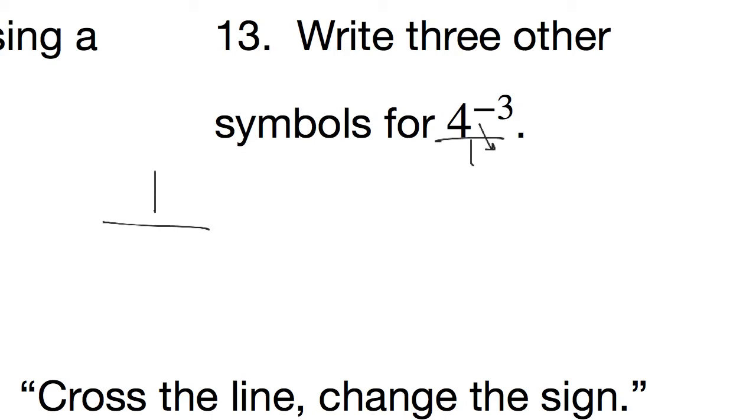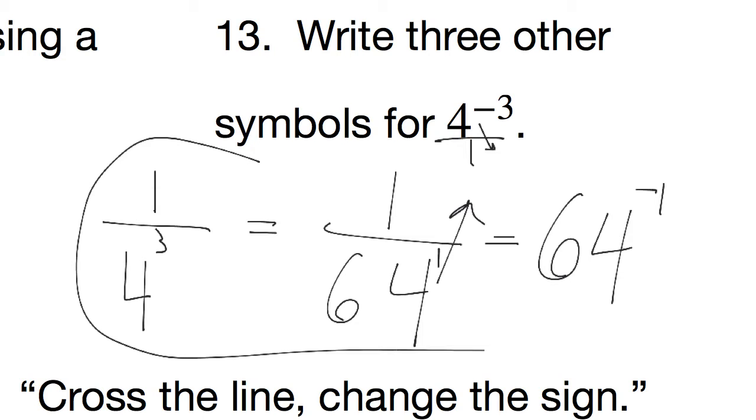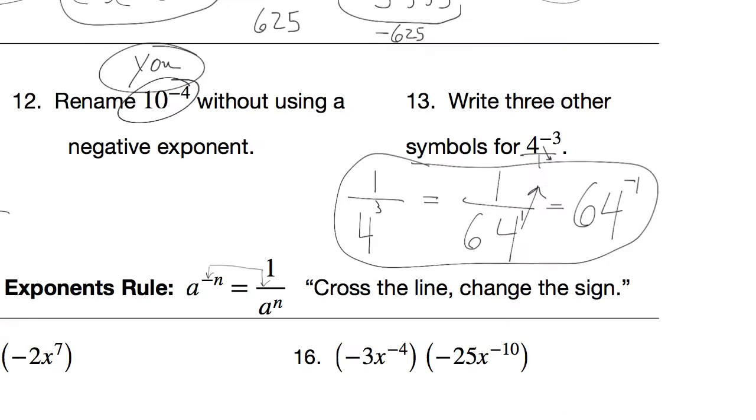So you have 1 over 4 to the third, which is now on the bottom. That's the same thing as, well, I guess we could multiply 4 times 4 times 4, which happens to be 64. Or, oh yeah, you could cross the line and change the sign. 64 to the first power becomes 64 to the negative first power, changing the sign. And there are other symbols for this too, but here are 3 that come to my mind first.